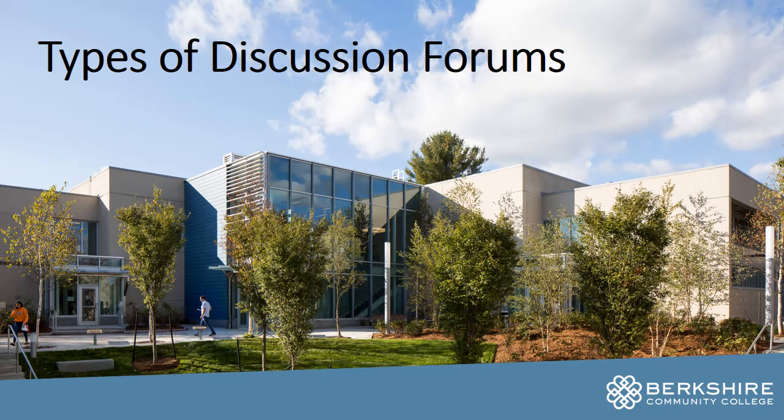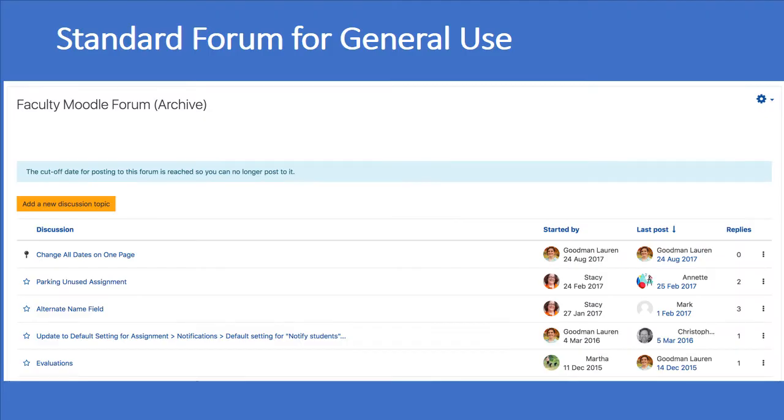I'll briefly talk about types of discussion forums that you'll find in Moodle. So we usually see faculty using three main types. The first is a standard forum for general use. And this is actually the default forum type. So if you didn't change it, this is what you would get. You have the instructor prompt up here at the top, and then students add their own discussion, and you'll see that each student response is on a different page. So with this forum type, students would need to click into someone's post in order to see it.